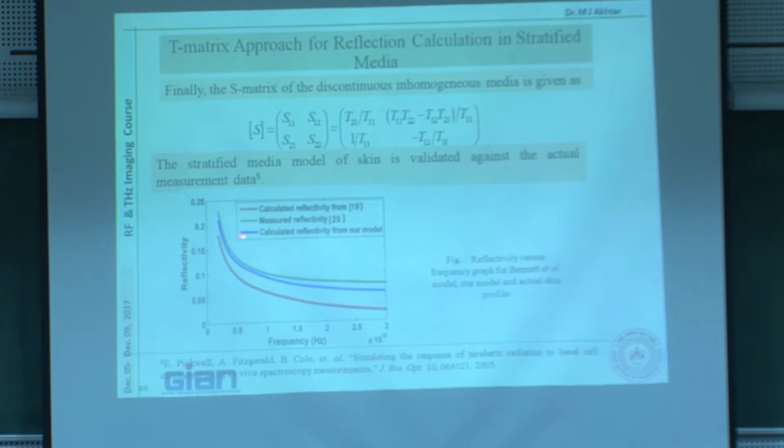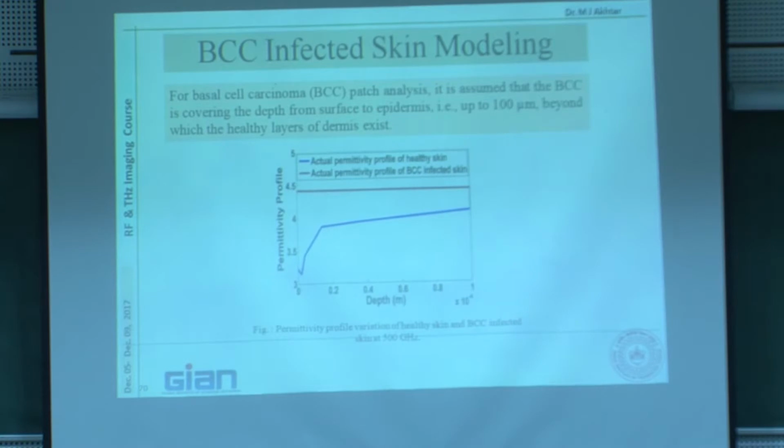This is the direct problem, that for a given 3-layer structure, you are able to get reflectivity as a function of frequency over this terahertz range. Then what you want to do, and this is the important part, is this: this is the healthy skin, and this is the infected skin. The top one is infected, and this one is healthy.